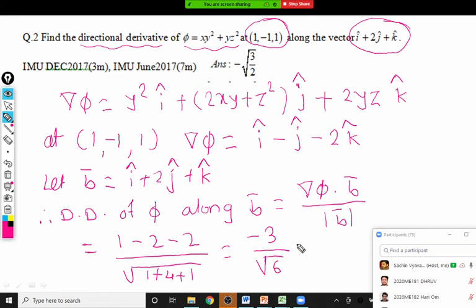So this is the directional derivative. Okay, so questions are really simple. Only you have to go step by step there.